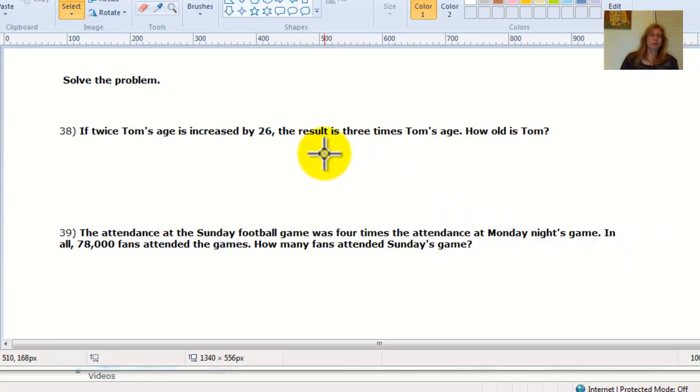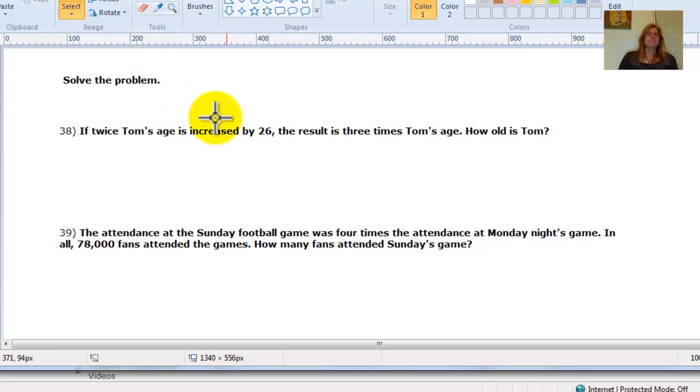Alright, these are word problems, so 38 and 39, and you have to be able to take words and change them into math sentences, basically, so that you can solve. If twice Tom's age is increased by 26, the result is 3 times Tom's age. How old is Tom?